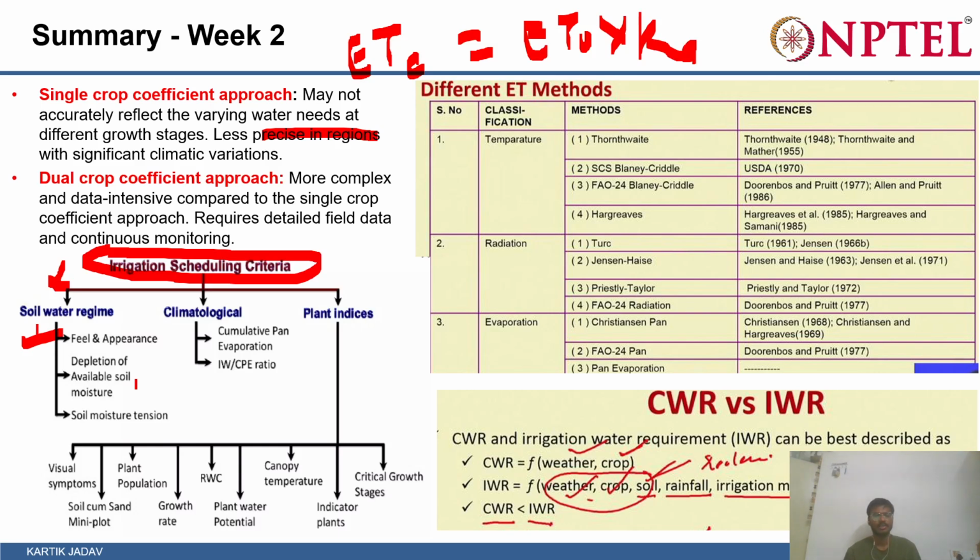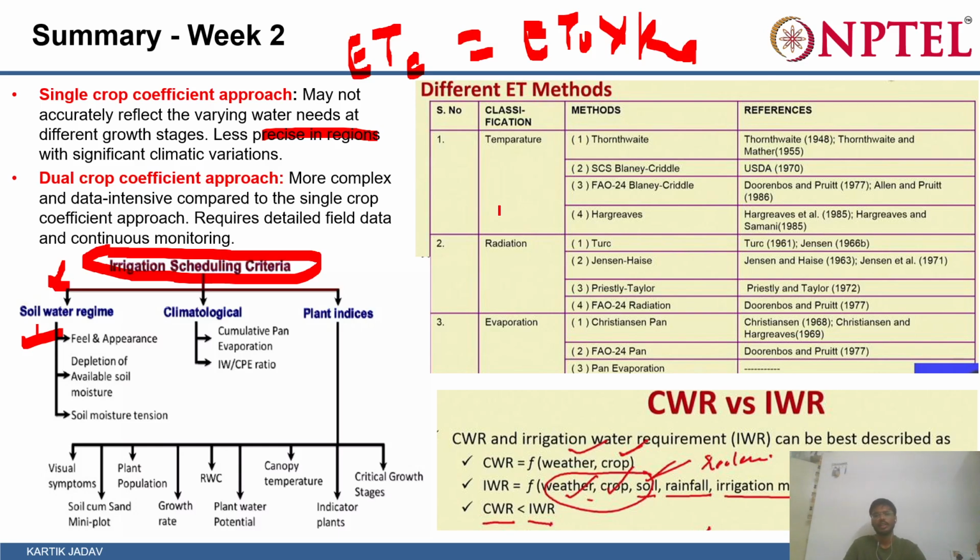So plant-based indices, like measuring plant water potential and plant temperature, or visual symptoms, looking at its color and appearance, all help to decide when to irrigate. But these techniques require a lot of field work. It's not like in one day you will get all of this. This requires too much field work.